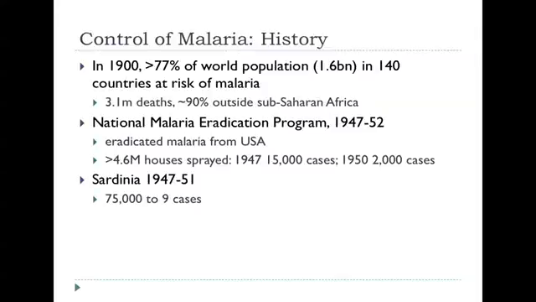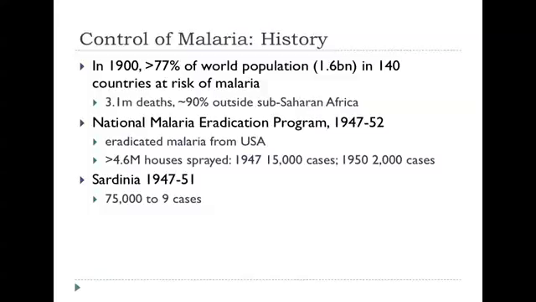So what about controlling malaria? What's the history of malaria in terms of control? Well, if we look back at the turn of the 19th century, the dawn of the 20th century, over 3/4 of the world population at that time, a relatively small number, 1.6 billion, but in those days over 75% of the world's population was at risk from malaria, and it was causing over 3 million deaths. And in fact, the major burden of disease was outside sub-Saharan Africa.